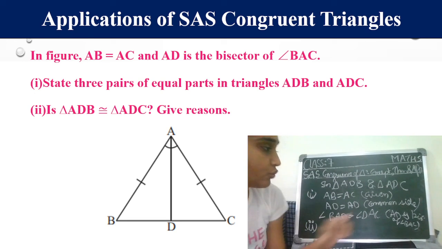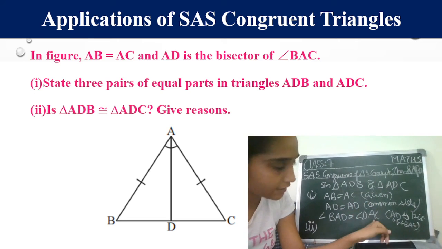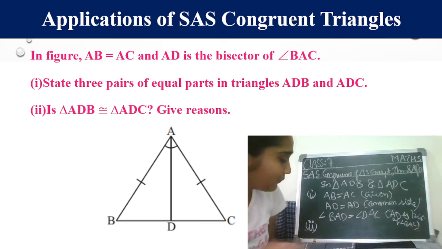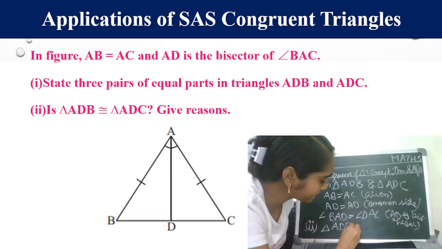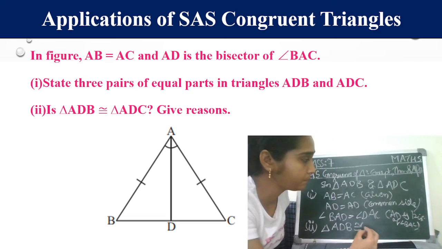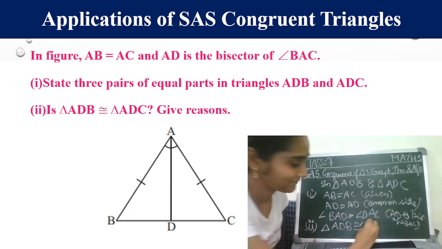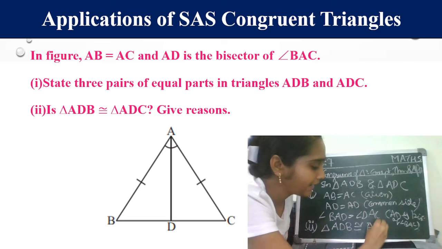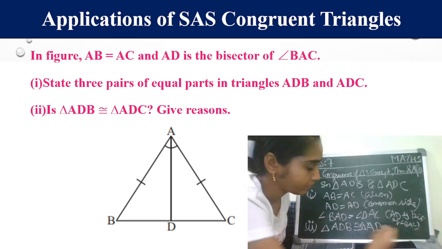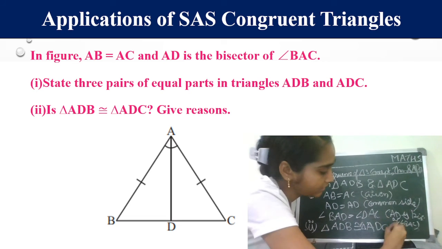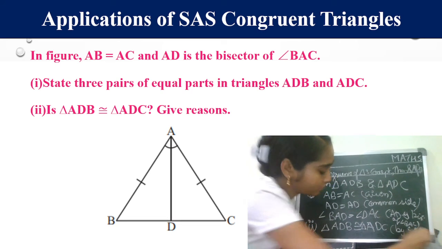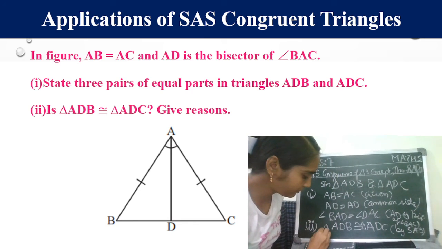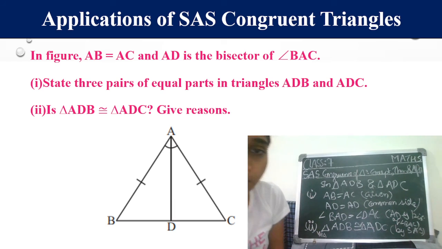Yes, very good. So you can see we have two sides and one angle. So we can say triangle ADB is congruent to triangle ADC by, students, don't forget to write the reason in the bracket, right? By SAS. So we are saying yes, these triangles are congruent.